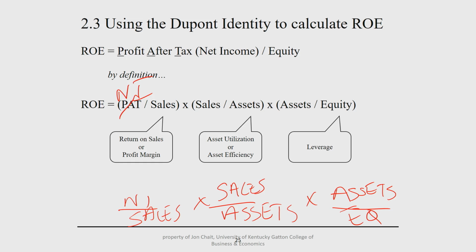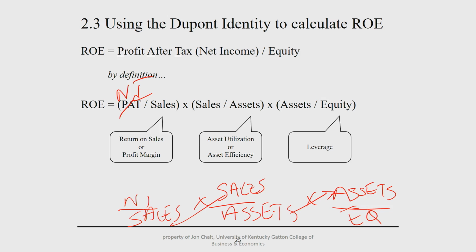Equity. Okay, you notice that in every case, the denominator becomes the numerator. Denominator becomes the numerator. So sometimes I find it helpful to think about that instead of having to remember this or write it down on my cheat sheet. Once I start with NI over sales, I can just follow along and know the next one: sales, assets, and assets over equity.